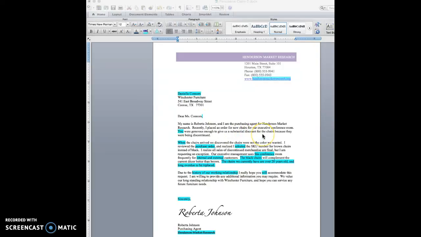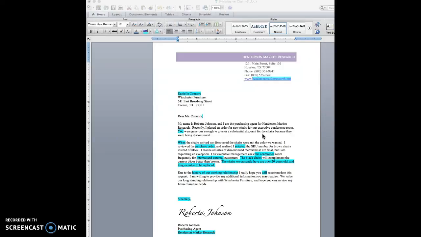Okay, then we should have a beginning that orients the reader and in very general terms states the nature of the claim. She says, "My name is Roberta Johnson, and I am the purchasing agent for Henderson Market Research. Recently, I placed an order for new chairs for our executive conference room. You were generous enough to give us a substantial discount for the chairs because they were being discontinued." Okay, so this is good, but it needs a little bit of work.